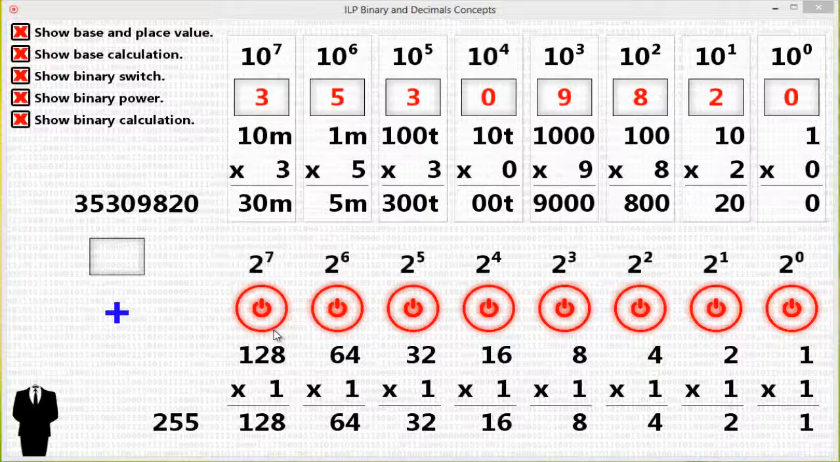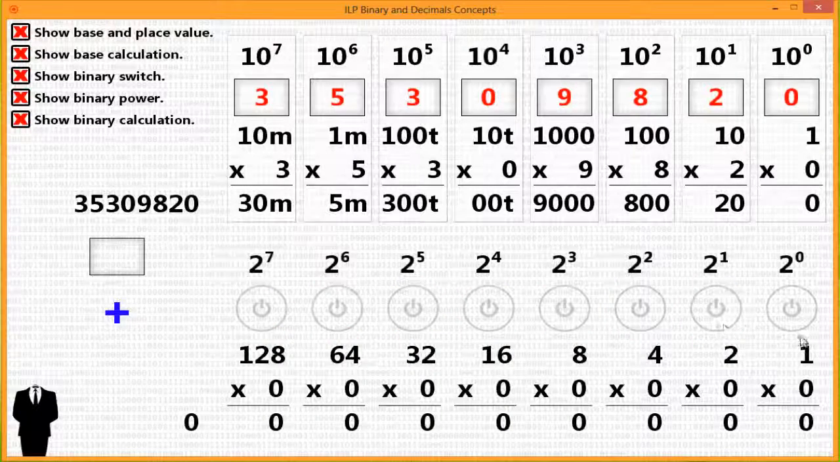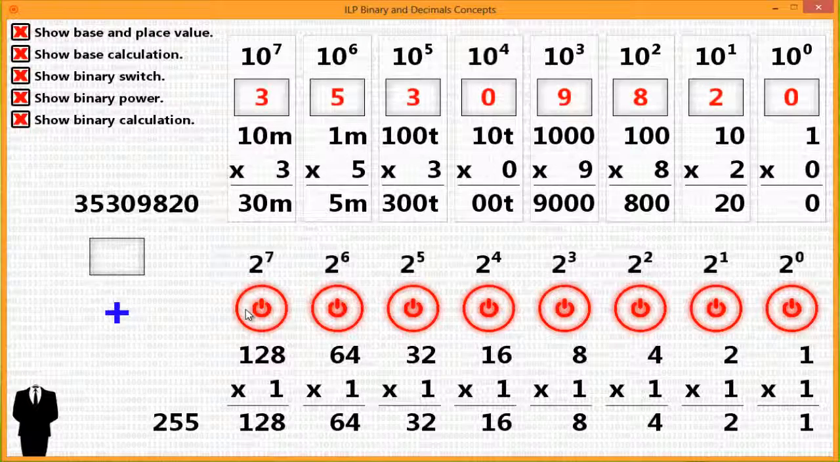One last note. There's a reason why I only have 8 switches along with their base and their power. Just like a computer system, each of these switches represents a bit. So I have 1 bit here, 2, 3, 4, 5, 6, 7, 8. Like a computer system, 8 bits equals 1 byte, and 1 byte represents 1 unit.